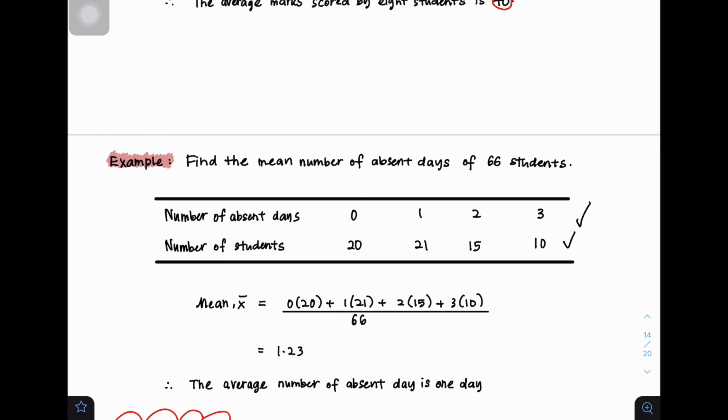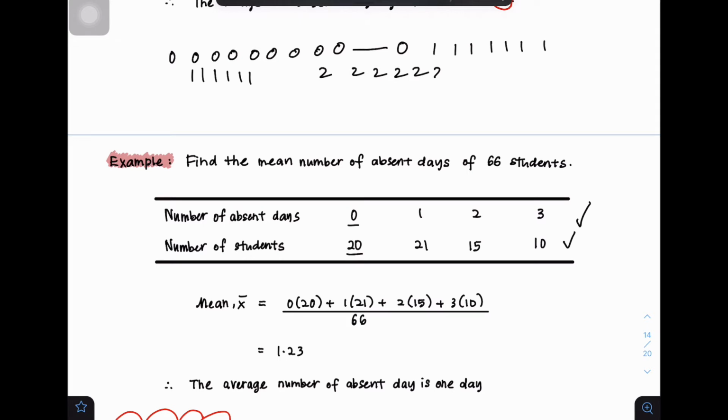dia akan jadi macam ni. Number of absent day kosong, yang kosong ni 20 frekuensi dia. So dia akan macam ni, kosong kosong kosong sampailah kosong yang ke-20. Lepas tu satu ada 21. Satu sampai 21 kali. Dua ada 15. Dua sampai 15 kali. Tiga ada 10. Tiga sampai 10 kali. So ini adalah ungroup without frequency.